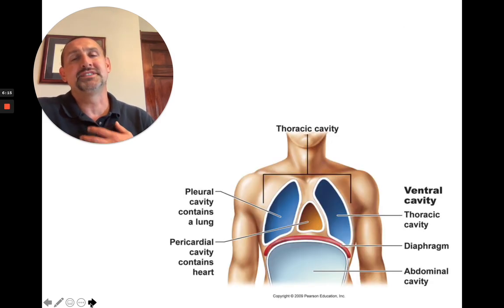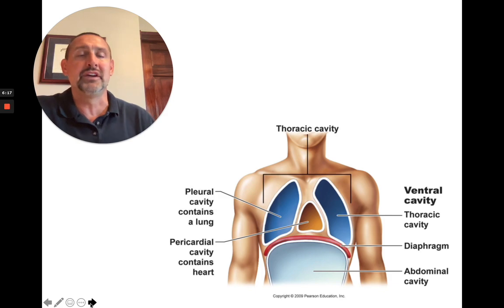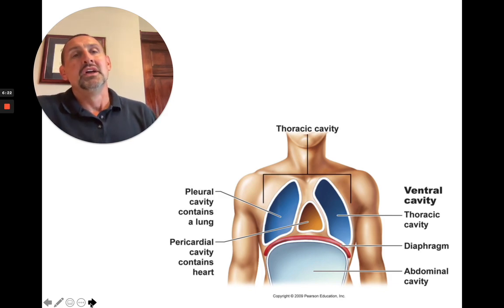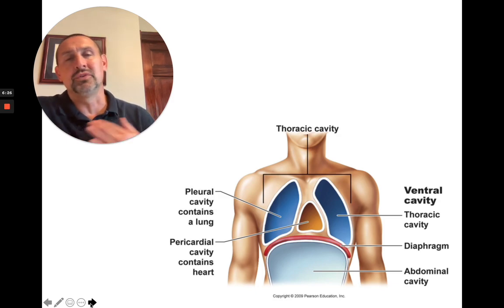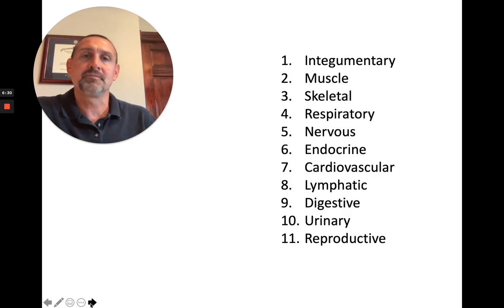The thoracic cavity is divided by the diaphragm. It's the diaphragm, the muscle that you contract that helps you inhale. Your thoracic cavity is divided into several segments. The pleural cavity contains the lungs. The pericardial cavity contains the heart. Here's a list of the 11 human body systems.